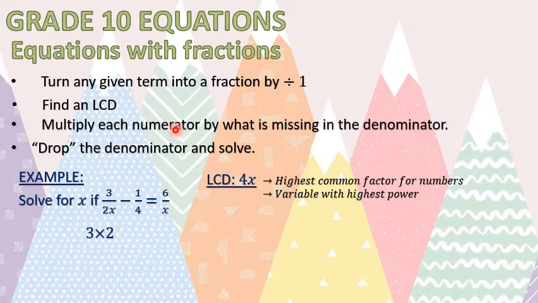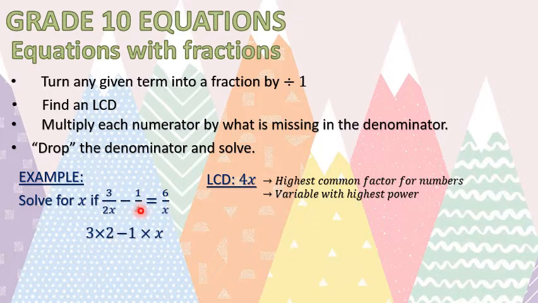Now I'm going to follow this step where I say multiply each numerator by what's missing in the denominator. In other words, I'm asking myself, what do I need to multiply this 2x by in order to obtain the LCD 4x? This 2x needs a times by 2, right? So I am going to multiply this denominator by 2, but what you do at the bottom, you do at the top. And that's why I'm saying 3 times 2 over here. Then we move on to the next term.